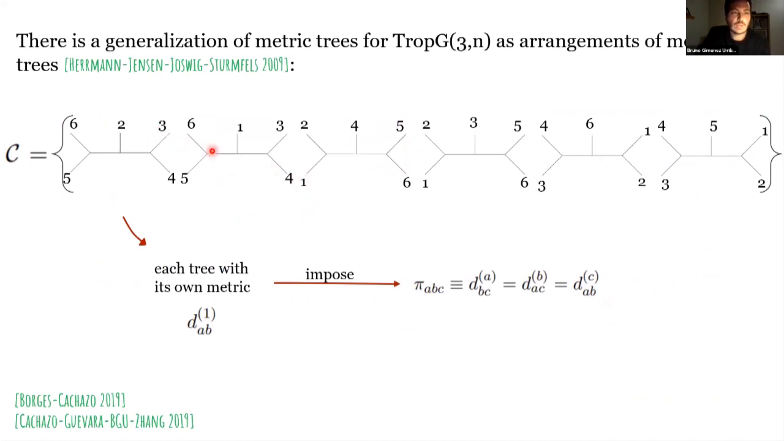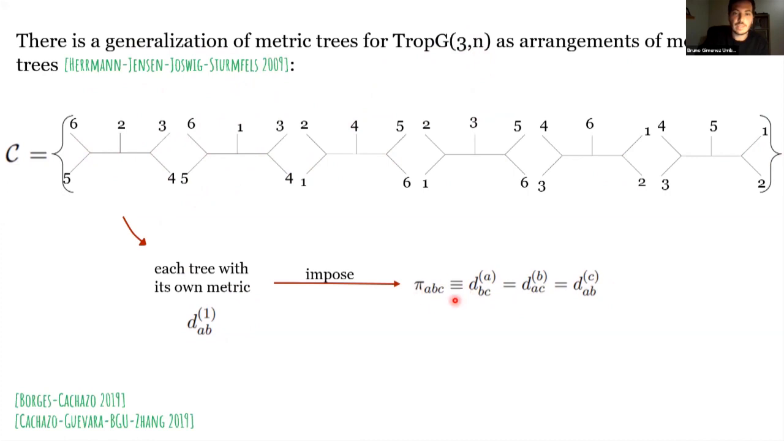But first of all, what do these generalized Feynman diagrams look like? So we can take inspiration for a generalization of metric trees for the k equals 3 tropical Grassmannian as arrangements of metric trees, as explained by mathematicians in 2009. So here I'm showing you an example for n equals 6. A generalized Feynman diagram, in this case, would look like this, which is a one-dimensional array, where each element is a tree defined in only 5 particles. And each of these trees has its own metric that we can denote in this way. And when we impose these compatibility conditions for the metrics, this is very important.